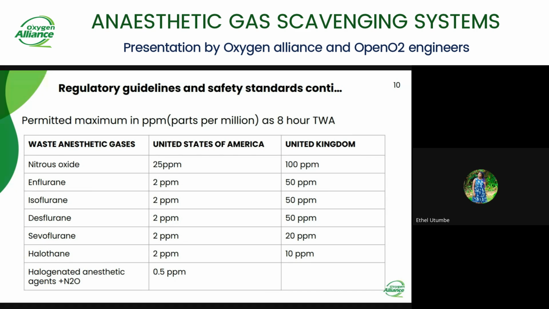As you can see, for the first part, the nitrous oxide is 25 ppm. ppm in this case means parts per million. And as you can see, the United Kingdom is 100 ppm. For the halogenated agents in the United States, they are 2 ppm, but in the United Kingdom they differ, where isoflurane is 50 ppm, sevoflurane is 20 ppm, and halothane is 10 ppm. While the combination of halogenated anesthetic gases and nitrous oxide is 0.5 ppm.